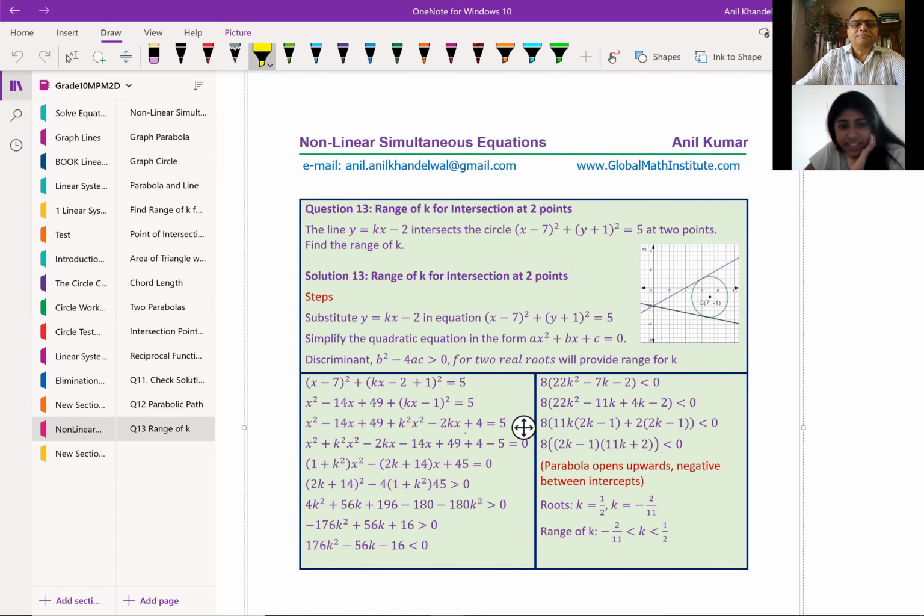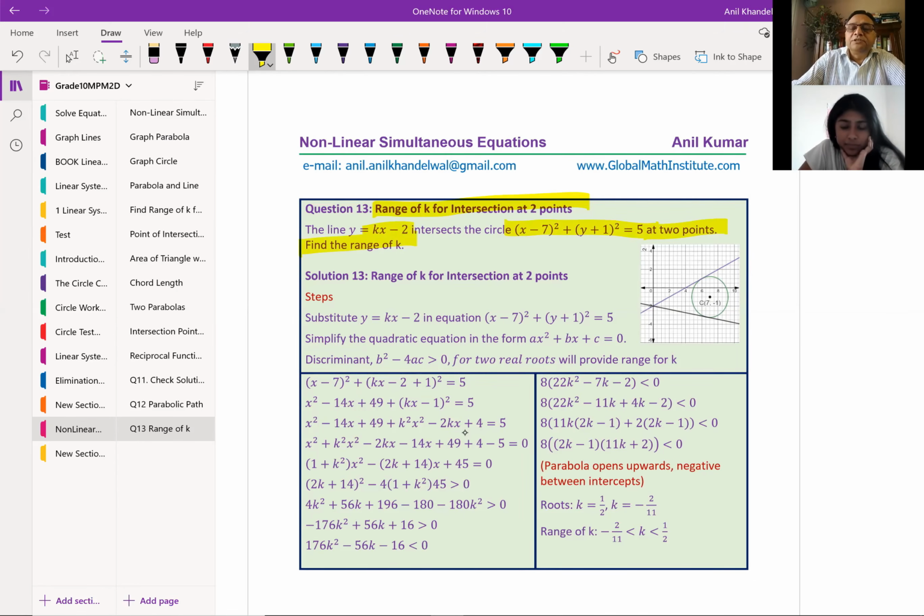Question 13. Range of k for intersection at 2 points. The line y equals kx minus 2 intersects the circle (x minus 7) whole squared plus (y plus 1) whole squared equals 5 at 2 points. Find the range of k. Perfect.